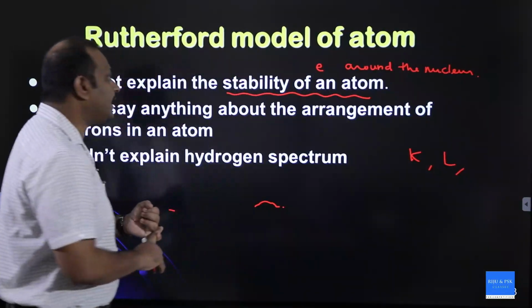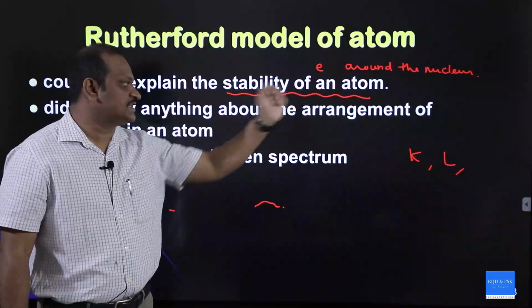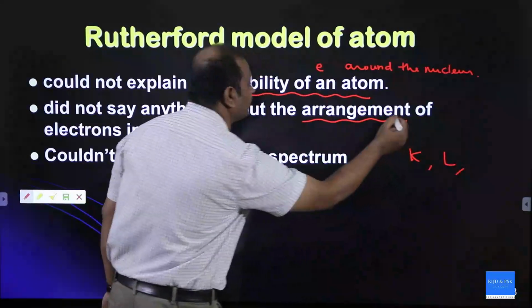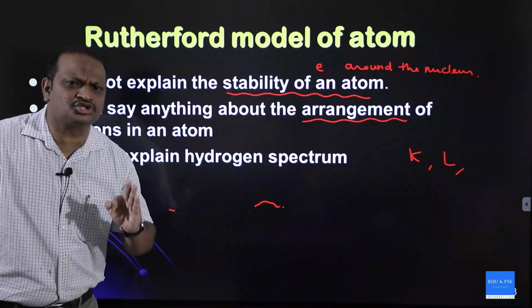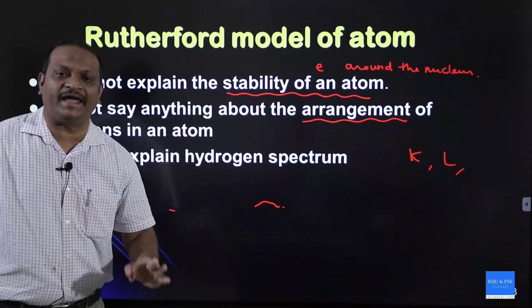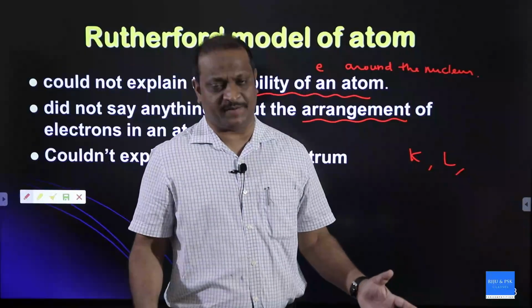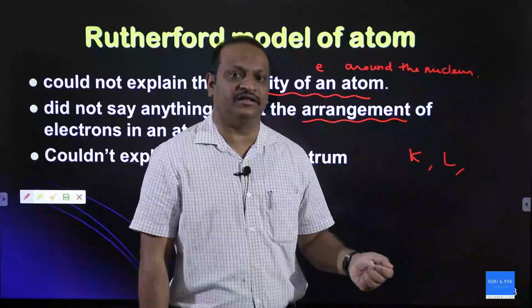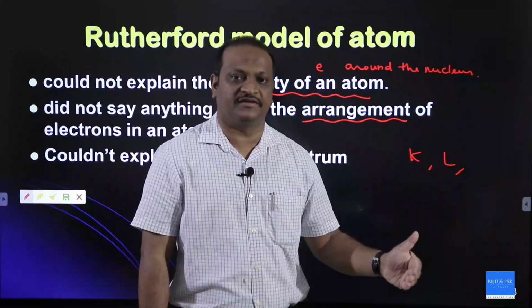So first drawback, he couldn't explain the stability of electron around the nucleus. Second point, he didn't say anything about the arrangement of electrons. And third but most important point, it couldn't explain the hydrogen spectrum. Then you may ask one question, what is hydrogen spectrum? Students, try to understand. We need to talk in detail regarding this. Definitely, I'll be talking about the hydrogen spectrum later in the session.